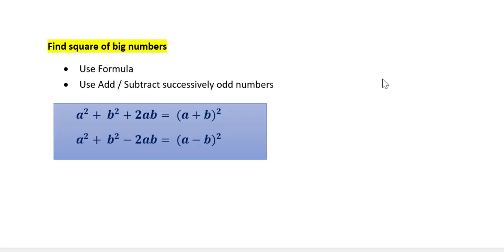If the number is small, that is easy, but if the number is big, we can find the square in two ways. One is using the formula. Which formula will we be using? We'll be using a square plus b square plus 2ab is equal to (a plus b) whole square, and a square plus b square minus 2ab is equal to (a minus b) whole square. There's one more way to find it: we can add and subtract successive odd numbers. This is another way to find the square of big numbers.